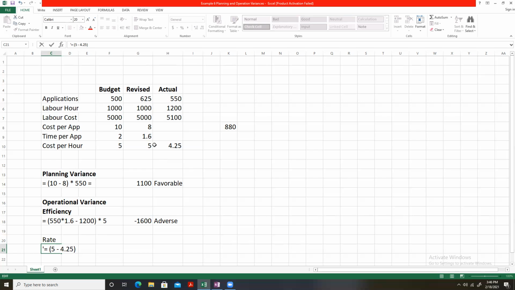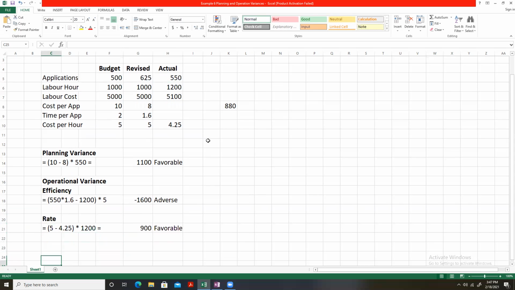Now we will multiply it by the number of hours. How much are the actual number of hours? 1200 are our actual number of hours. So 900 is the favorable operational rate variance.